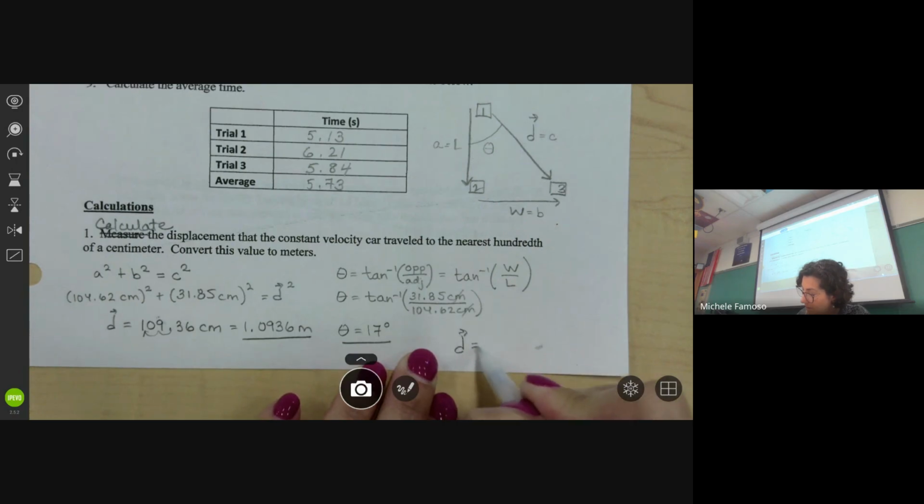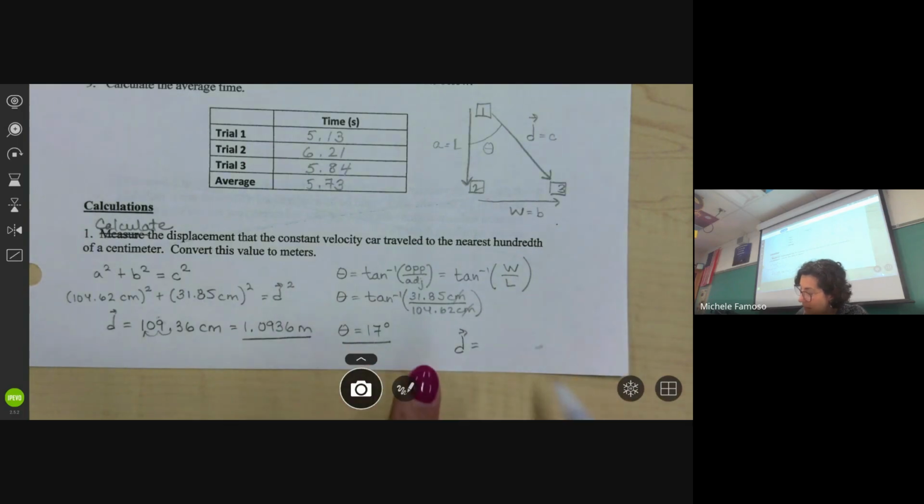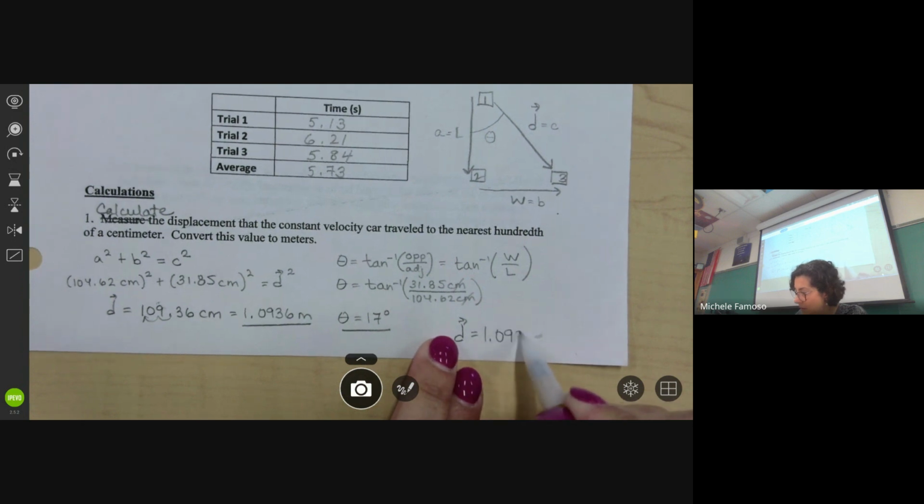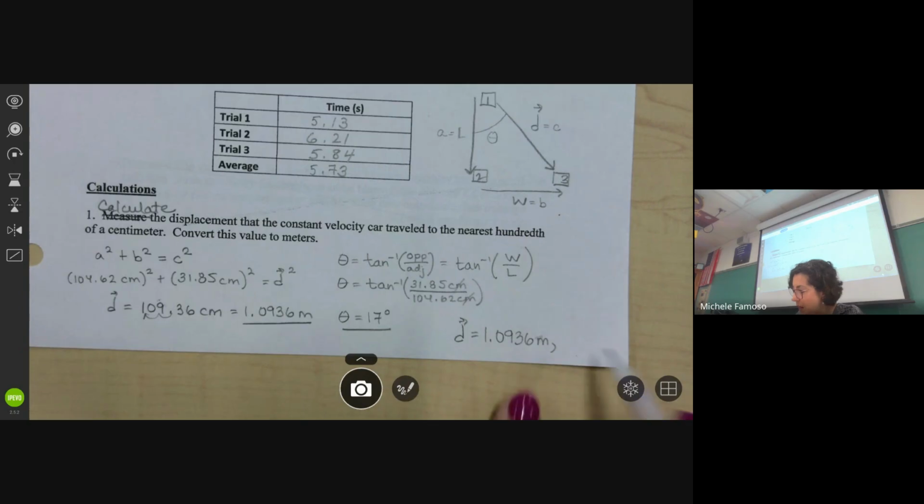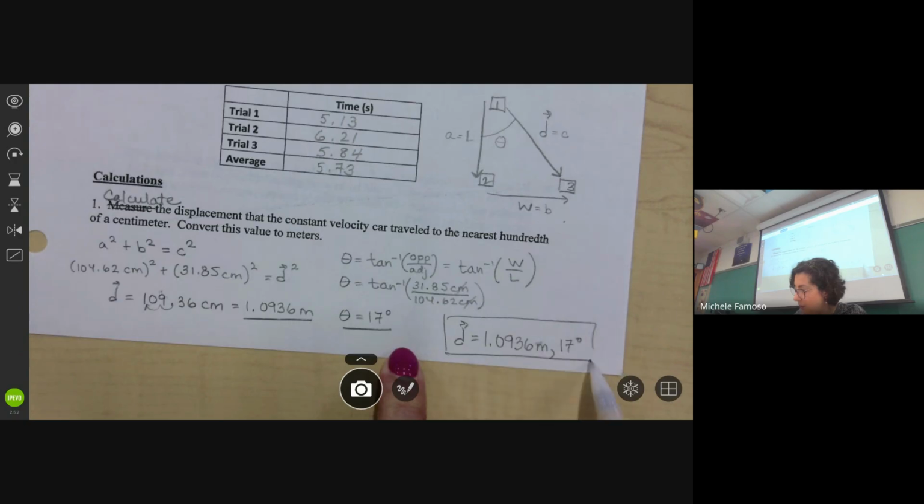Yeah, our one should be the main thing. So it should be, and then you can give me your final answer boxed in. The amount in meters, comma, the angle in degrees. Box that in, and that is your displacement.